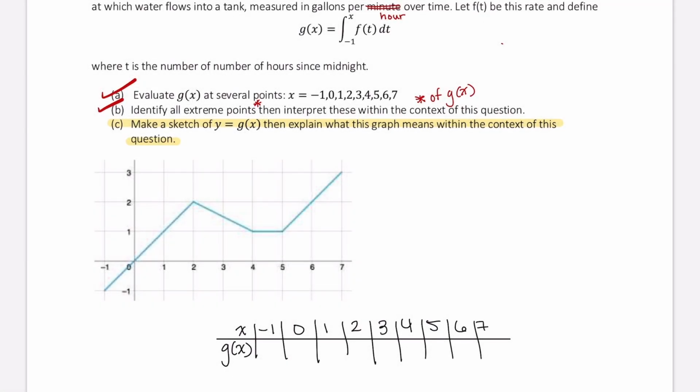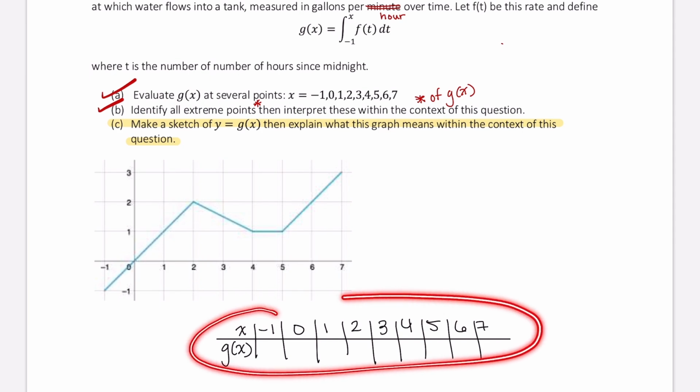Welcome. This video is a continuation. Those of you in my course should have already watched these previous two videos. In this video, we're going to make a sketch of y equals g of x, then explain what this graph means within the context of this question. Before we can do that, we need a table of values.